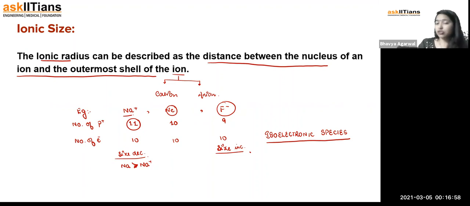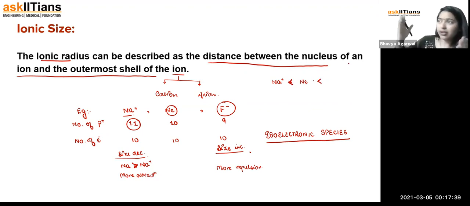Now, if I take neon being the neutral species, it has a general attraction and repulsions, so it has similar sorts of attractions and repulsions. In sodium, what is there? There are more attractions. In fluoride, what is there? More repulsions. Right. So wherever there is more attraction, that size will be smallest, followed by when the attractions and repulsions are almost similar, right? Followed by the case where there are more repulsions.